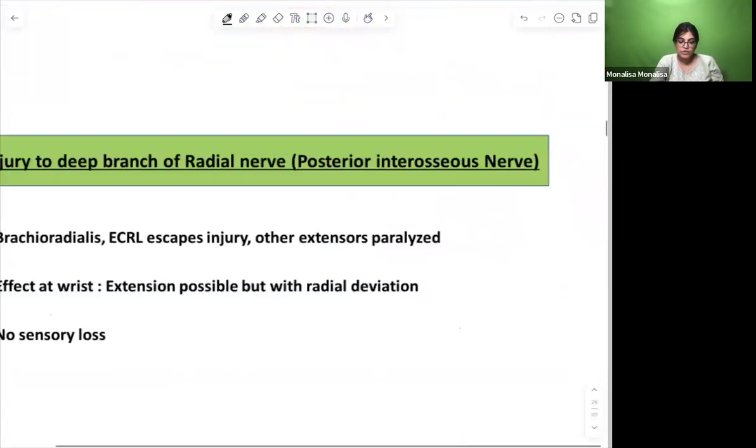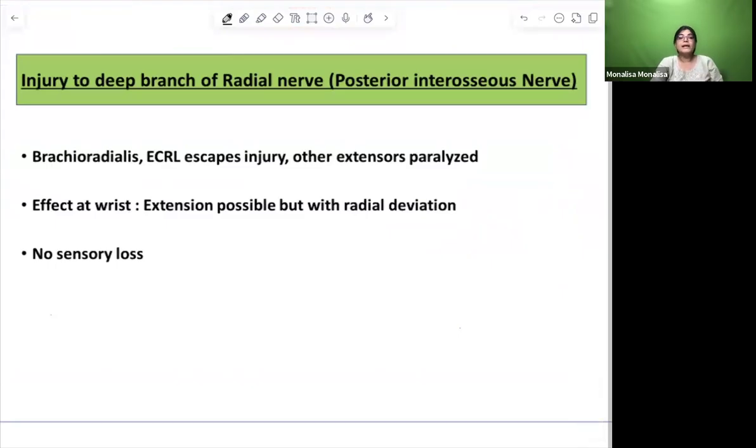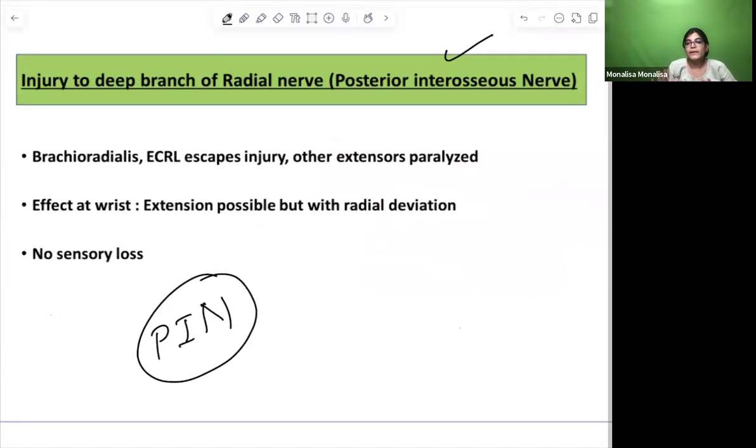Okay. Next type of injury is injury to the deep branch. When there is injury to the deep branch, PIN, you know that PIN is the deep branch of radial nerve. It will paralyze all the deep muscles, extensor group. We know the names: supinator, extensor carpi radialis brevis, extensor pollicis longus, abductor pollicis longus, extensor indicis, extensor digitorum. So all these muscles are paralyzed. There will be no sensory loss. And if I talk about the effect on the wrist, the patient will not have full wrist drop because brachioradialis and extensor carpi radialis longus are still working.